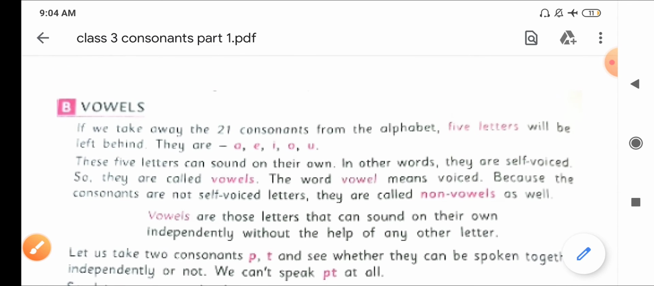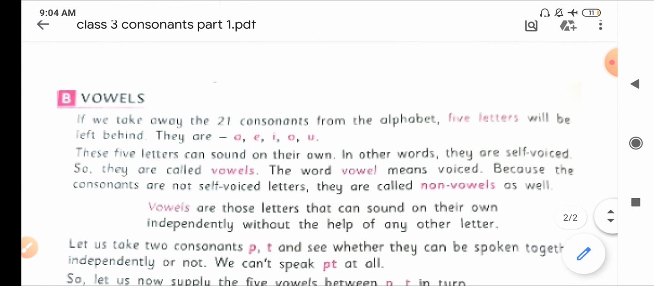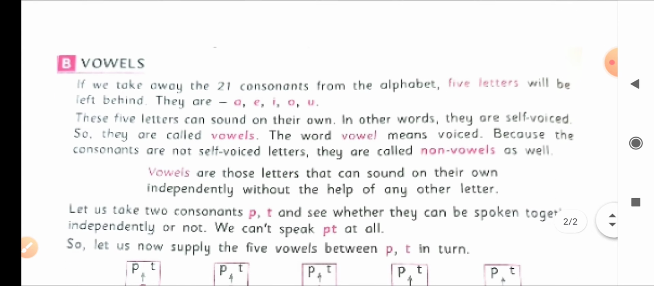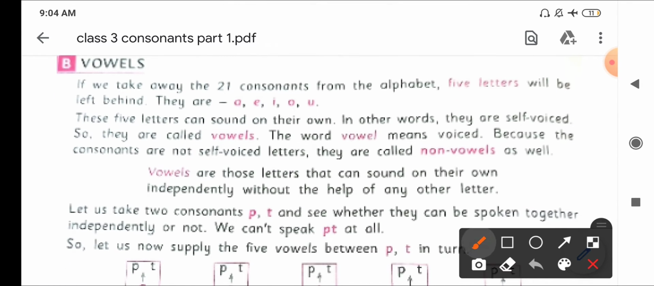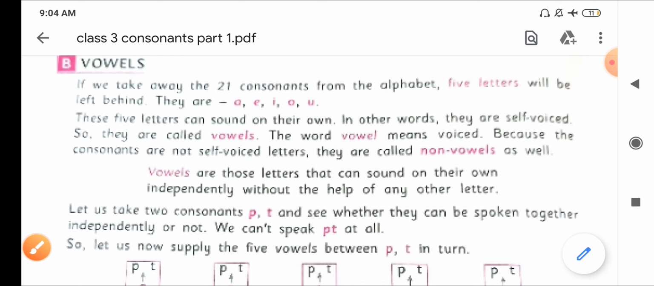And what are those 5 letters? Let us see now what those 5 letters are. They are A, E, I, O, U. These letters can be pronounced individually. They do not need the support of any other letter to be pronounced. Now let's move forward.